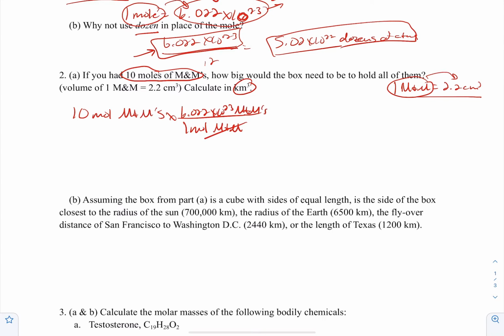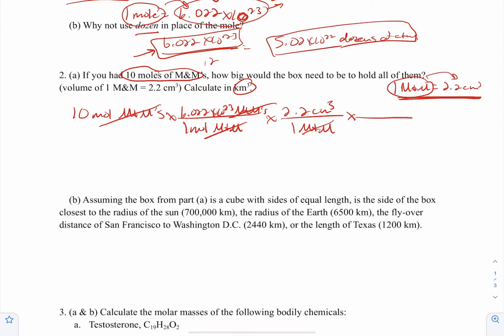Now, if I were to stop here, I would multiply 10 by that number, and that would give me the number of M&Ms that I have. But that's not what I'm looking for, right? I'm actually looking for the volume that this takes up. And I know that 1 M&M takes up that much space. So I'm going to say 1 M&M is equal to 2.2 centimeters cubed. Now, if I finish this math just as is, I would get an answer in centimeters cubed of the volume that I need. So I'm almost there, actually. I have a volume. It's just in the wrong unit.